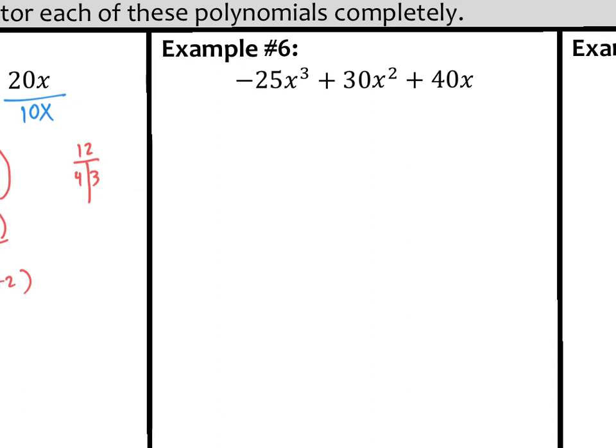Again, we have a common factor. We can divide 25, 30, and 40 by 5, and that's a negative out front. Okay, so with that lead coefficient being negative, I also want to divide out that negative. So I'm going to divide all 3 of these by negative 5. They all have an x, so negative 5x.